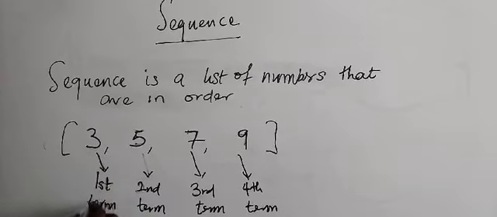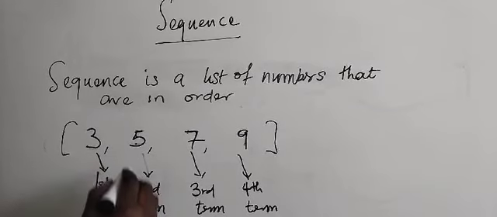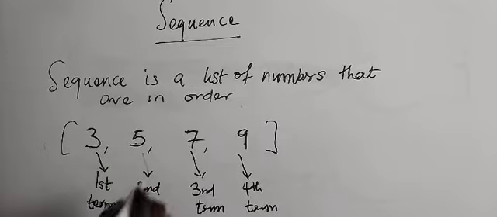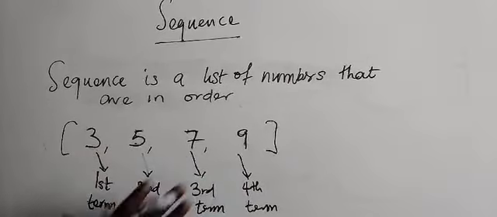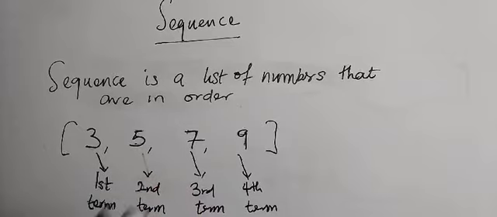Now, 3 is the first term, while 5 is the second term. 7 is the third term, 9 is the fourth term, and so on. That is a sequence, and this is term by term. We've got 4 terms in this sequence. Now, we want to see what is happening in between these terms, whether they are increasing or decreasing.